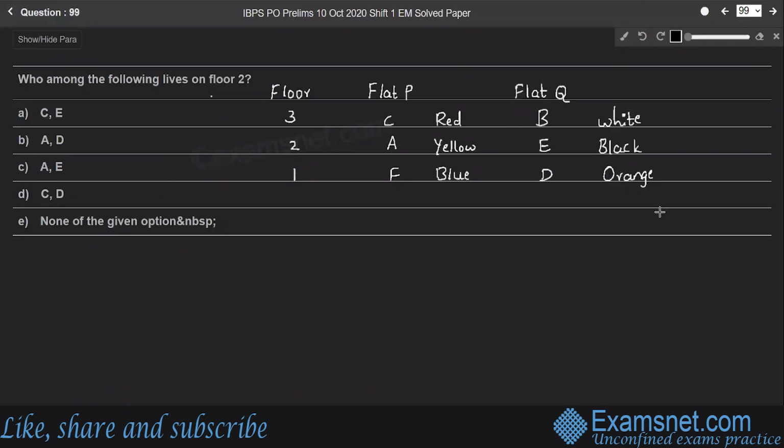Question 99. Who among the following lives on floor 2? So on floor 2, consider option 1, CE. So which is wrong. On floor 2, A and E live. So AD is also wrong. A and E, so which is right. And C and D wrong. None of the given options, so it is also wrong. Therefore, A and E live on second floor. Therefore, option C is the right answer.